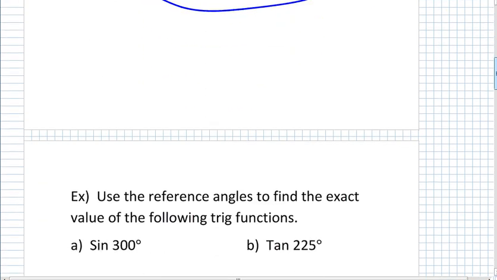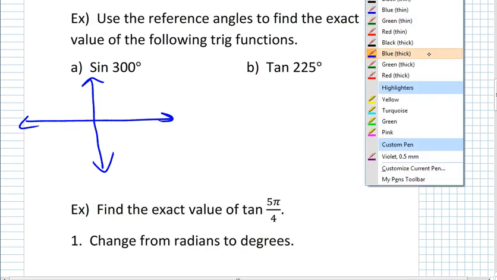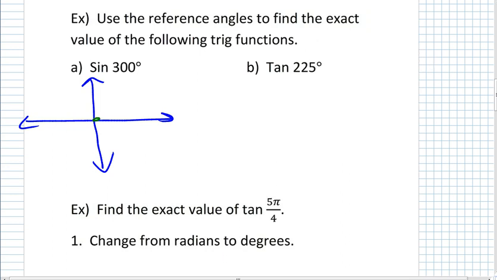So let's do a couple more examples. First, sine 300. We'll draw the picture to figure out what quadrant it's in. Based upon this, we know it's more than 180, more than 270, so it's in the fourth quadrant. And remember, in the fourth quadrant, to find the reference angle, you go 360 minus 300, so you get 60 degrees. That's our reference angle.